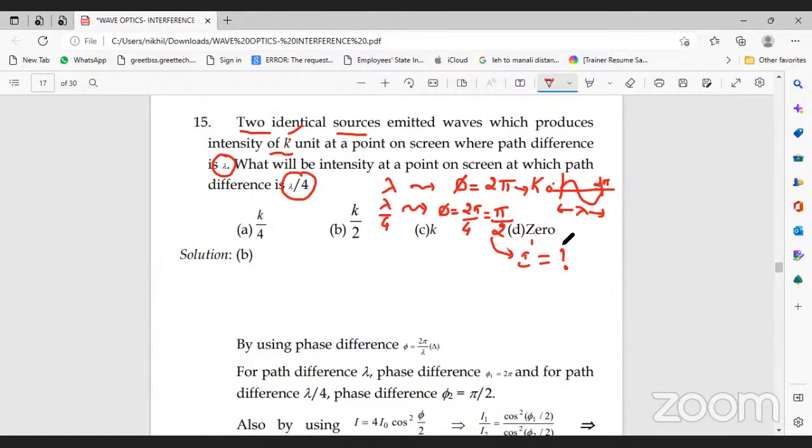You know the relation between the intensity and phase difference? Intensity at the center is given by the formula I is equal to I naught into cos squared phi by 2, which is 4 times I naught cos squared phi by 2 for identical sources.